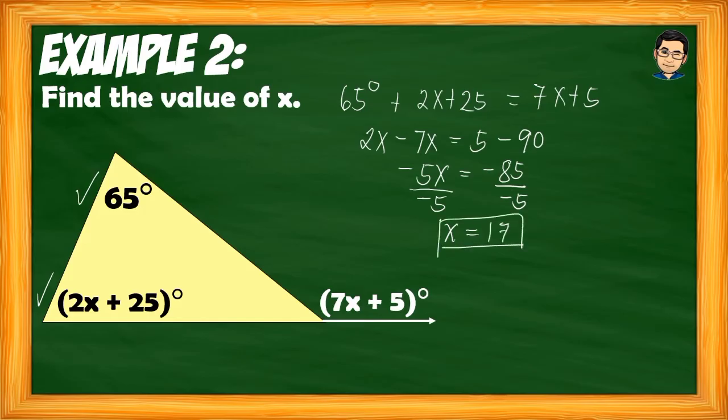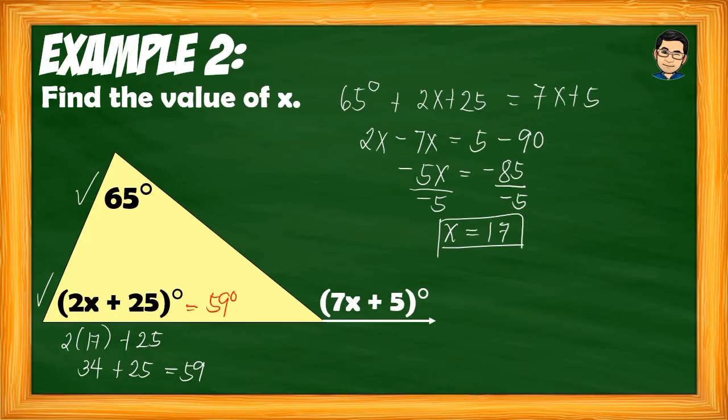Now, dito tayo sa sukat ng mga angles. So, i-substitute po natin yung x is equal to 17. So, magiging ganito siya, 2 times 17 plus 25. 2 times 17 is 34 plus 25. So, ang sukat po ng isang interior angle ay 59 degrees.